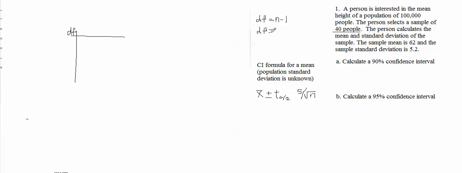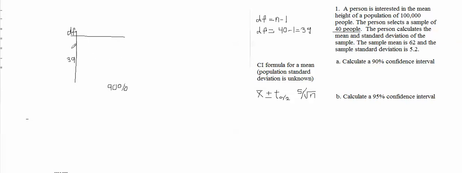And what would that be in our example? Well, we have a sample size of 40. 40 minus 1 is 39. So we would need to go to the 39th row, and we would need to go to the column down here that says 90%. We would need to go to the column that has 90% at the bottom. So it's where these two meet up with each other.